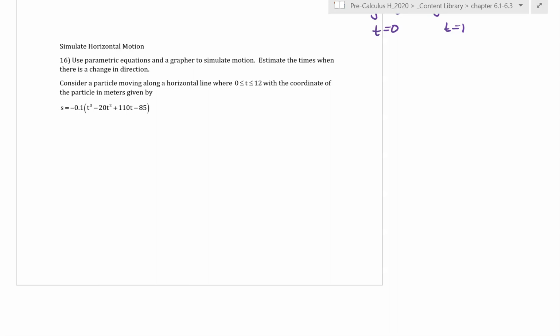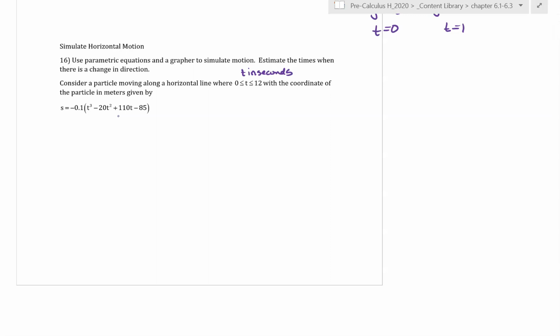Simulate horizontal motion. We're going to use parametric equations and a grapher to simulate motion, and we're going to try and estimate the times when there was a change in direction. So we're going to consider a particle moving along a horizontal line, where t is time in seconds. Let's write that down, t in seconds. And we'll think of the coordinate of the particle in meters given by this particular equation. So again, we're thinking about horizontal motion.